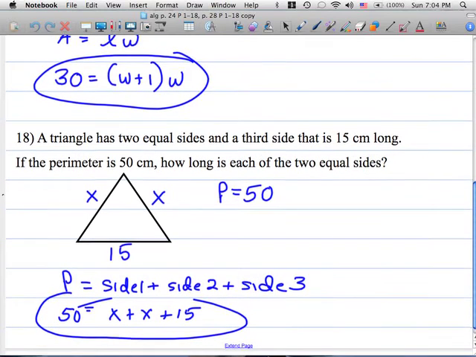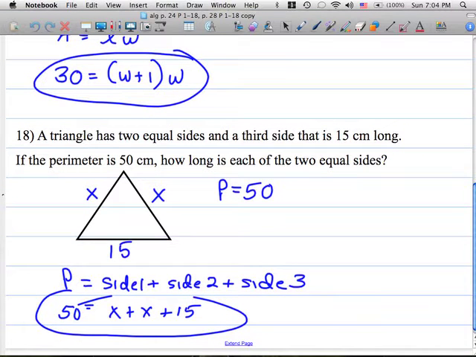Problem number 18, a triangle has 2 equal sides and a third side that's 15 centimeters long. If the perimeter is 50 centimeters, how long is each of the 2 equal sides? So we draw the triangle, represent the unknowns, X and X, because they're both equal sides, and then 15, and we have the perimeter equals 50. Perimeter is the sum of the 3 sides, so 50, the perimeter, equals X plus X plus 15.